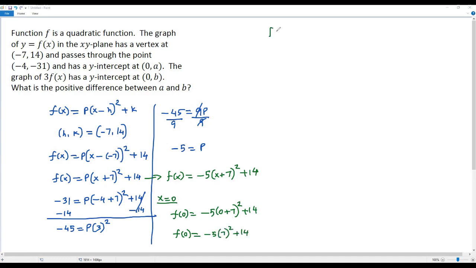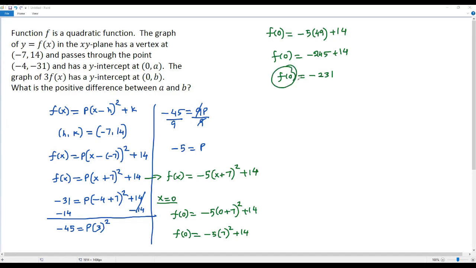Let me continue. f of 0 equals, the value of 7 squared is 49. Then we get -5 times 49 plus 14. f of 0 equals -5 times 49, which is -245, plus 14. So f of 0 equals -231.